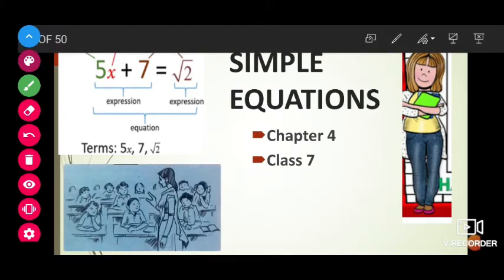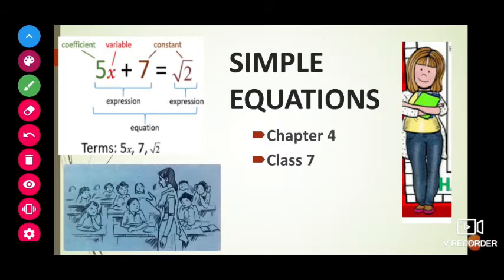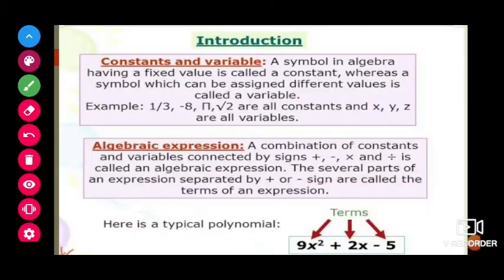Here, what is meant by simple equations? We already met algebra in the 6th standard, children. What is meant by algebra? Algebra is a part of mathematics which deals with unknown values. So how do we deal with the unknown values? By framing some equations. Okay, so now we will get into the chapter.